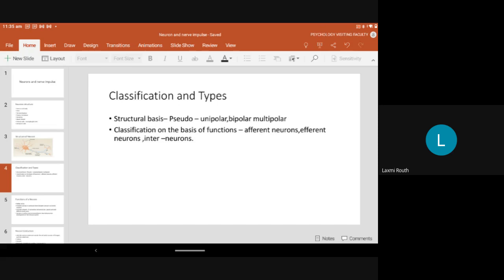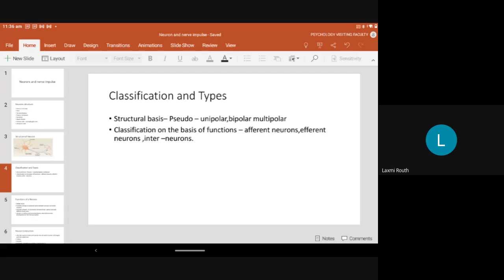Now, on the structural basis, there are some classifications like the pseudo-unipolar, the bipolar, and the multipolar. Bi means two, that you know. Unipolar means one; one polarization is present here, that is the unipolar neuron. So on the structural basis, you can divide neurons into these three main parts.